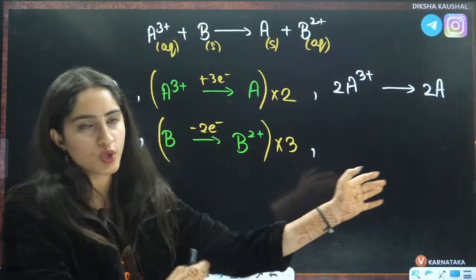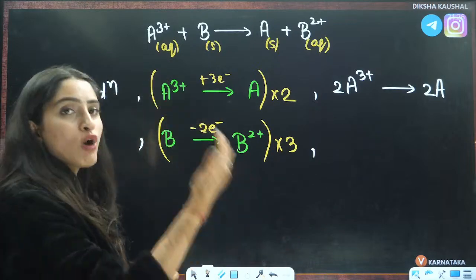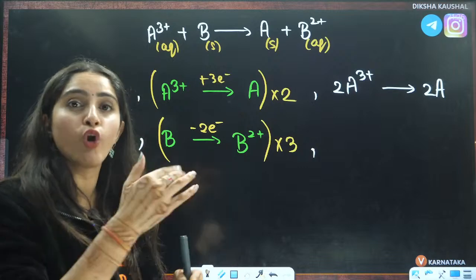This is 6, right? So this is very simple, no? What we did is make the electrons the same. The number of electrons gained and lost should be the same.